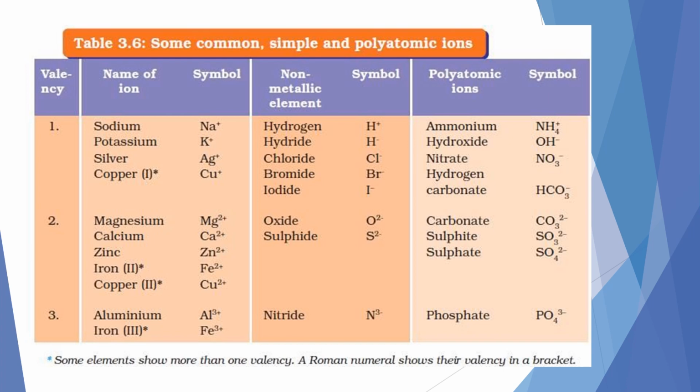Next I will say how to get that number and that symbol. For now, try to learn this by heart. Then only you can write the chemical formula. In your textbook, page number 37, the same table is given. So read that table 2-3 times and study these ions and their symbols. Okay, children. So thank you. All the best.